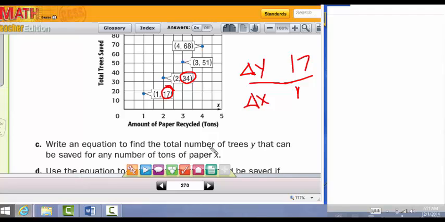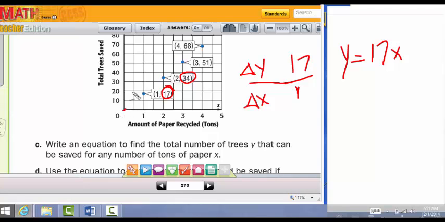It says write an equation to find the total number of trees, Y, that can be saved for any number of tons of paper, X. So we're going to write Y equals 17x, with an input of X. The one thing we need to verify here is that we do not have a y-intercept. We can do the same thing we did here, 34 minus 17, 17 minus 17 would be 0, so that's good. We're going to go through the origin in that case, and we also have 2 minus 1 is also 0.